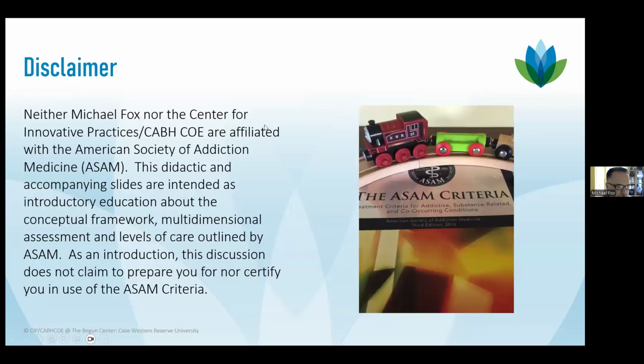To start out, I need to mention that neither I nor my organization are directly affiliated with ASAM. The slides are only intended as introductory education about the conceptual framework, a little bit about multidimensional assessment, not too much, and some introduction to levels of care as they're defined by ASAM. I'm not claiming to prepare you or certify you in the use of ASAM. So there's my disclaimer.